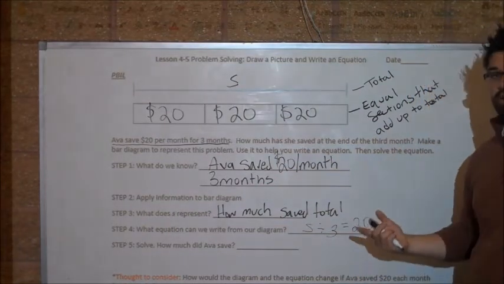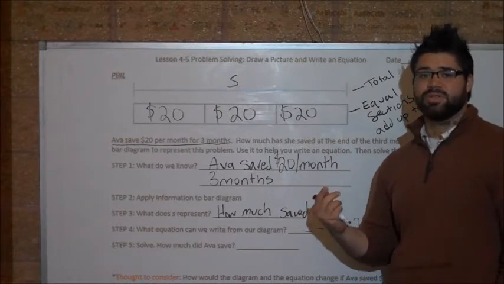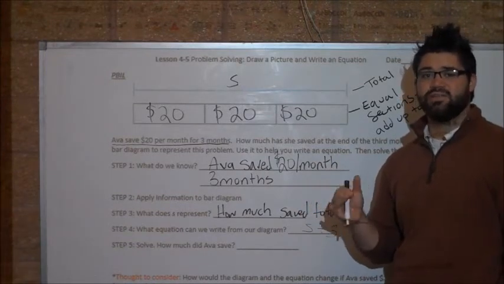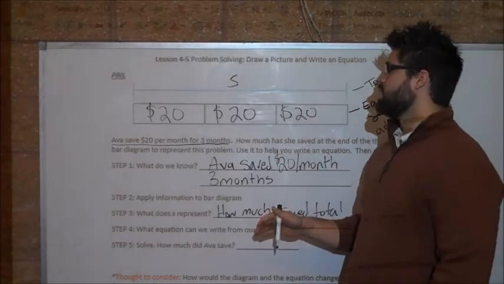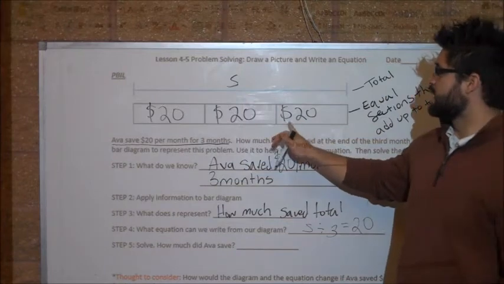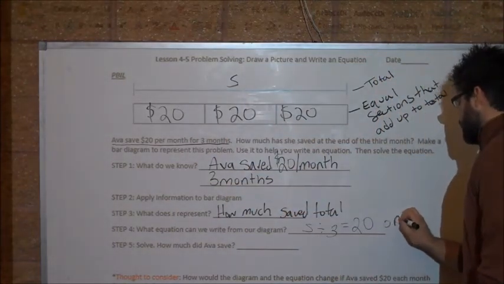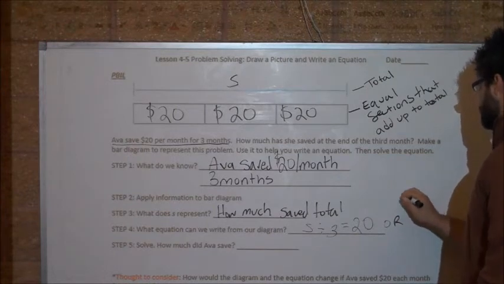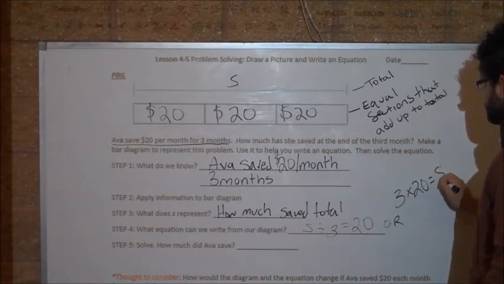Another way that you could look at this is with multiplication, because remember, multiplication and division are inverses of each other. They're the opposite. So I could also look at this problem and say, well, 3 times 20 will give me S, or 3 times 20 equals S.